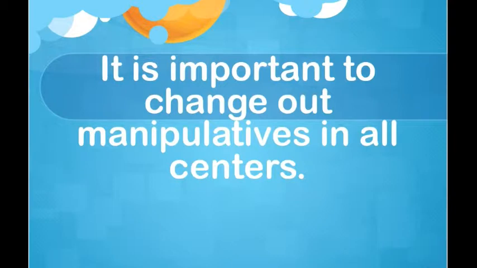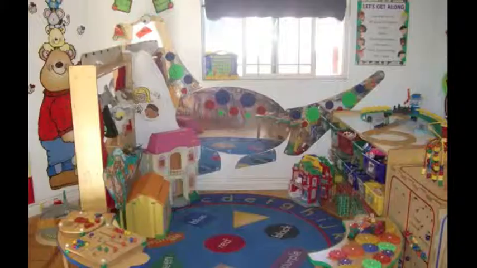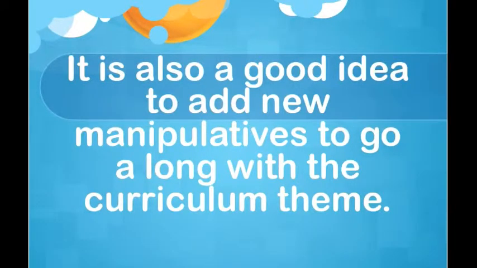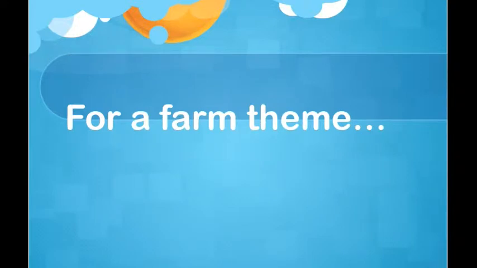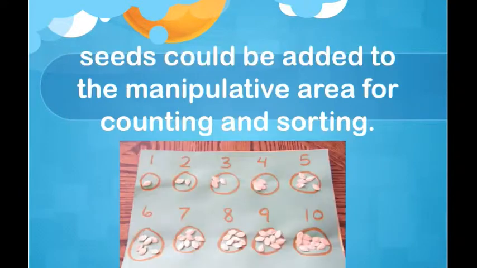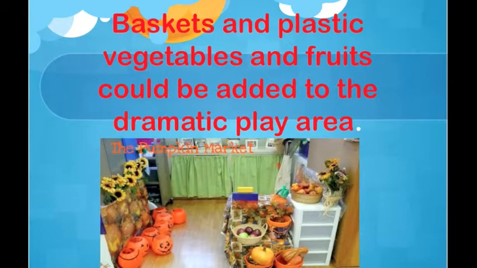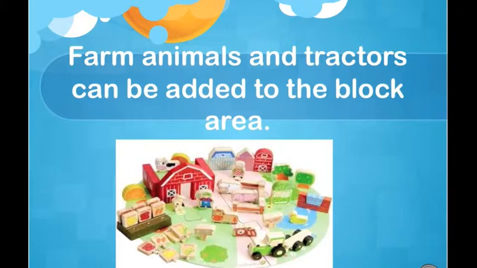It is important to change out manipulatives in all centers. It is also a good idea to add new manipulatives to go along with the curriculum theme. For a farm theme, seeds could be added to the manipulative area for counting and sorting. Baskets and plastic vegetables and fruits could be added to the dramatic play area. Farm animals and tractors can be added to the block area.